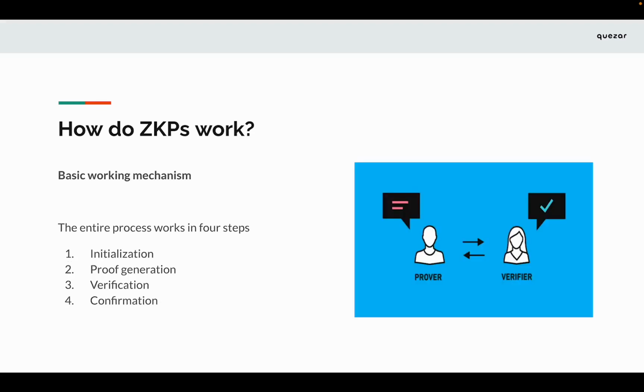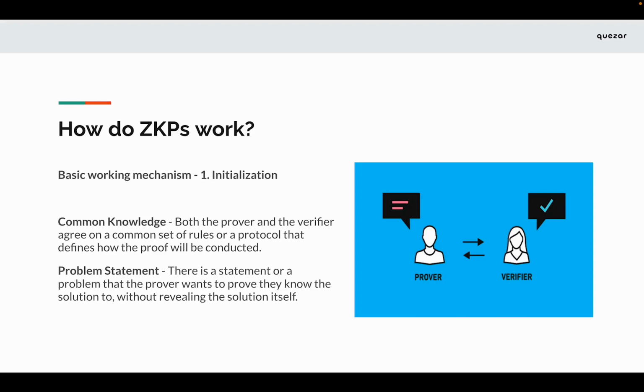Now we'll try to understand the basic working mechanism behind ZKPs. The entire process works in 4 steps: initialization, proof generation, verification, and confirmation. In initialization, both the prover and the verifier agree on a common set of rules that defines how the proof verification would be conducted. There is also a problem statement, a statement that the prover wants to prove that they know something without actually revealing it.